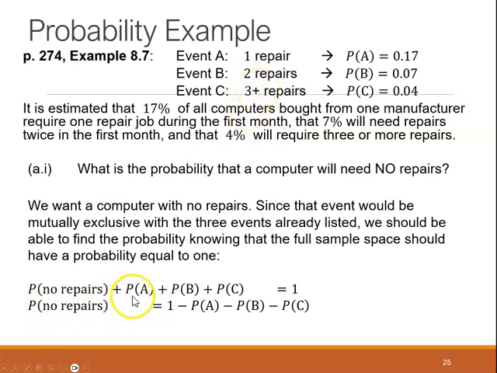So if I just rearrange this, if I subtract P of A, P of B, and P of C from both sides, I can do 1 minus those, or 0.72 or 72%. Everybody's okay?